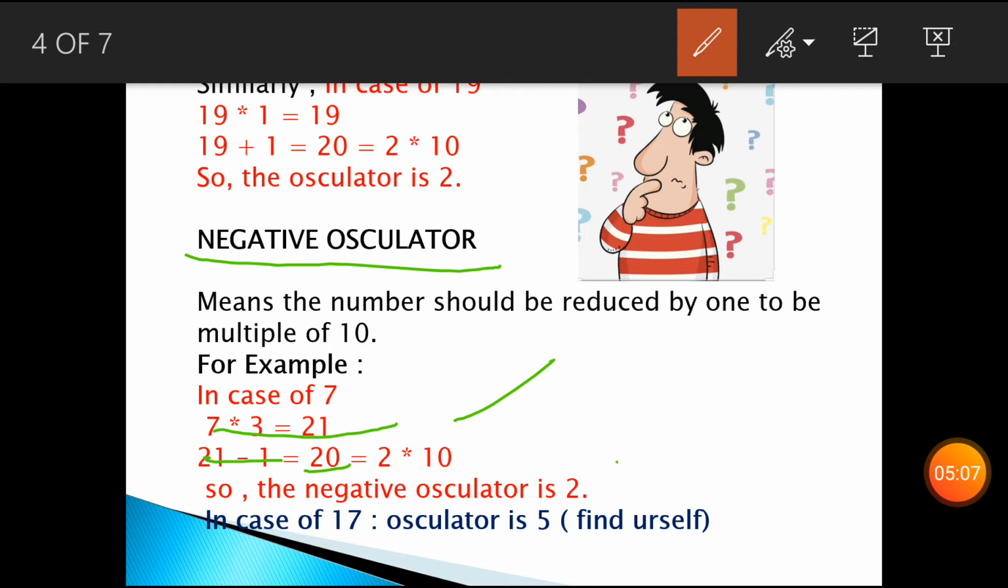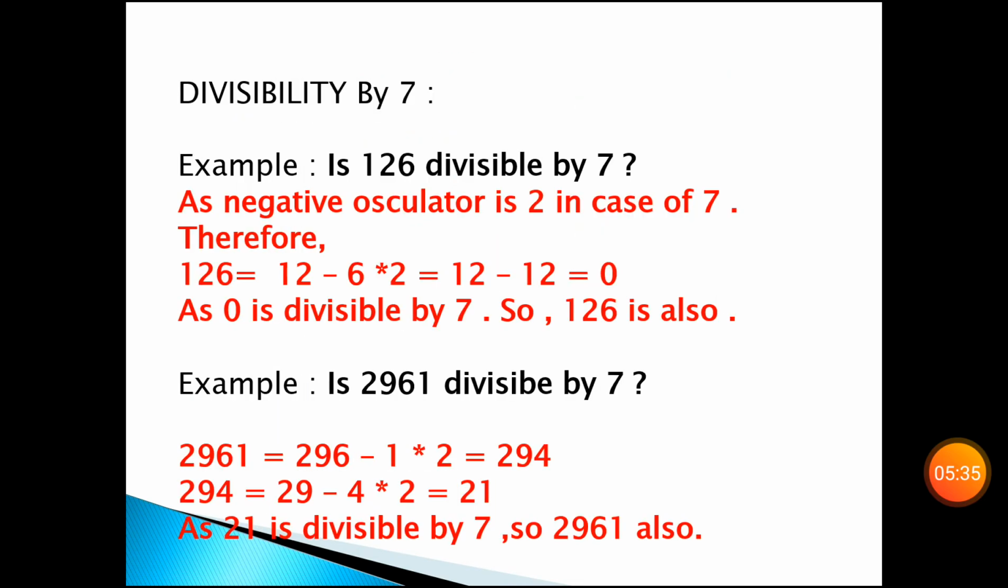Negative oscillator is the one where we reduce the number by 1 to get a multiple of 10, and in the positive one we add 1 to get the multiple of 10. This is the difference. Now we are going to see how we use this in the rules of divisibility by 7, 13 and so on. It's very easy, and once you practice it, you will find it very easy.